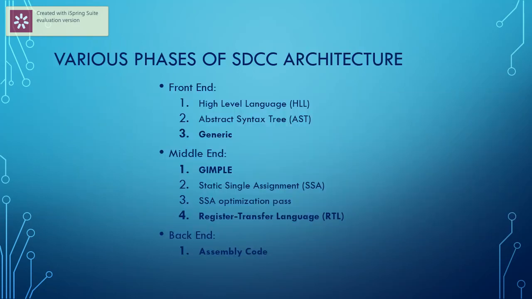These are the various phases of SDCC under each part. Front end has high level language, C language in this case, abstract syntax tree, AST, and generic phase. Middle end has Gimple phase, static single assignment, SSA, SSA optimization pass, and register transfer language, RTL. Back end has the final assembly code.